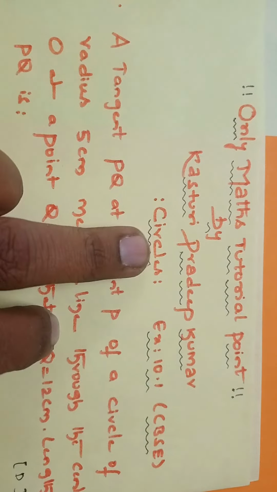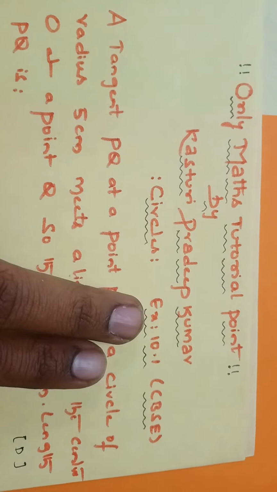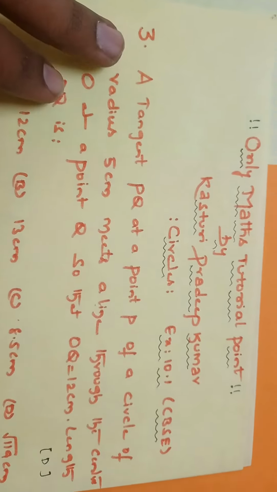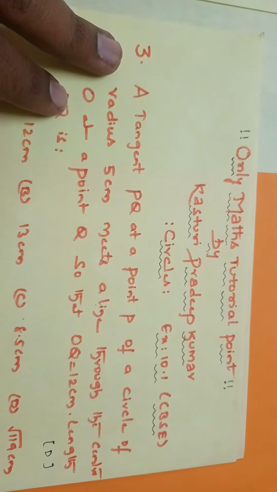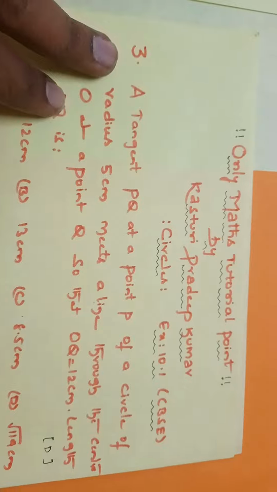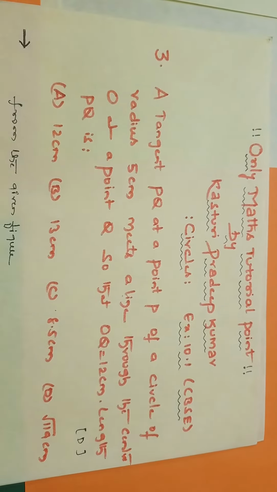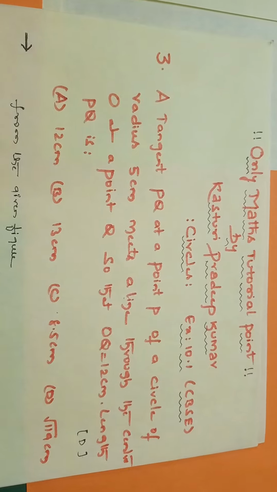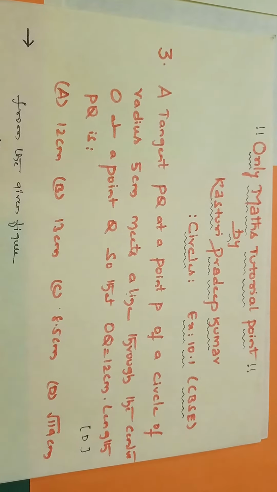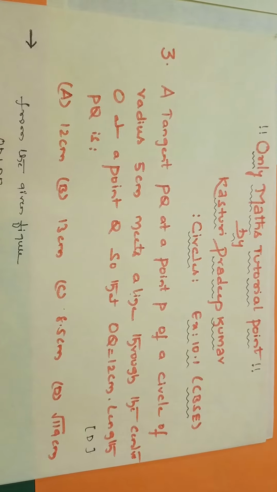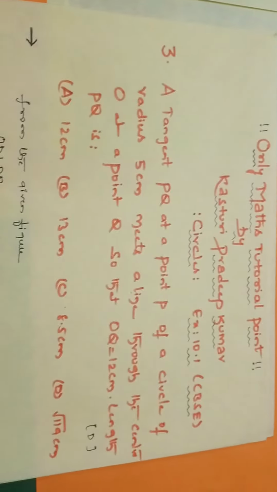Today we are going to discuss the chapter Circles, exercise 10.1, CBSE pattern. So exercise 10.1, third sum, guys. What is given? A tangent PQ at a point P of a circle of radius 5 centimeters meets a line through the center O at a point Q so that OQ equals 12 centimeters. Length PQ is... We are asked to find the length.